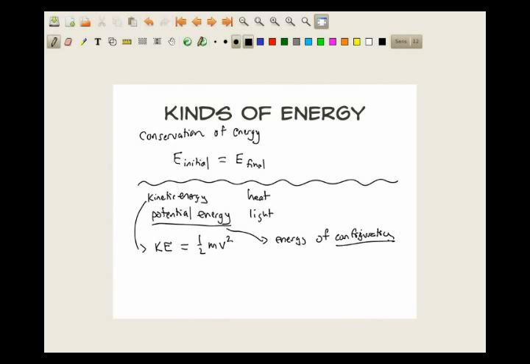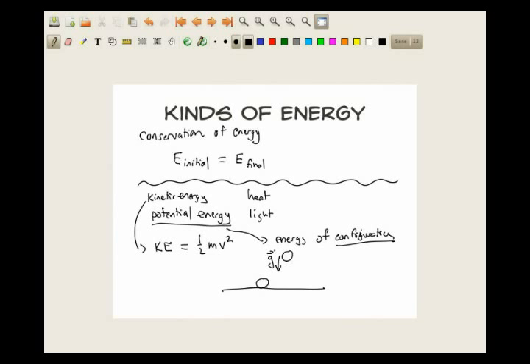Again, I go back to the image of take a ball, place it on the ground. Now, let's consider that to be the 0 point of the potential energy of the system. That is, the potential energy of a ball will be considered to be 0 when it's on the ground. Let me sketch this here. Here's the ground, here's a ball. And now you lift the ball up in the gravitational field.